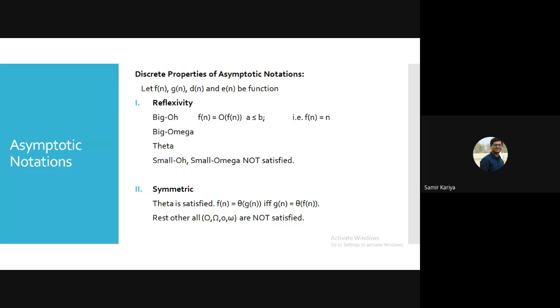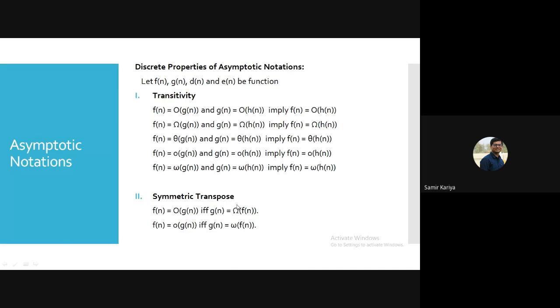And that is the given function. See, this one. You cannot always write this one. Transitive, so we know that if A is less than B, and B is less than C, then we can write A is less than C. That's a normal property, that's transitivity.